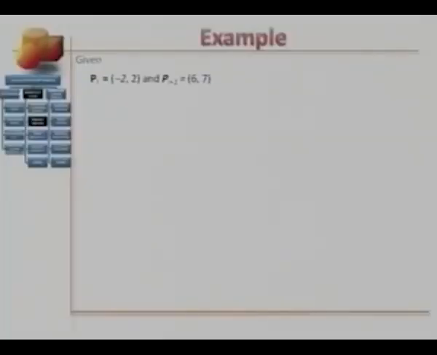Let's consider an example. Given two data points, let's say Pi as (-2, 2) and Pi+1 as (6, 7), and the unit tangents Ti as (0.94, 0.35) and Ti+1 as (0.39, -0.91). These are the components such that Ti and Ti+1 are both unit tangents at Pi and Pi+1.